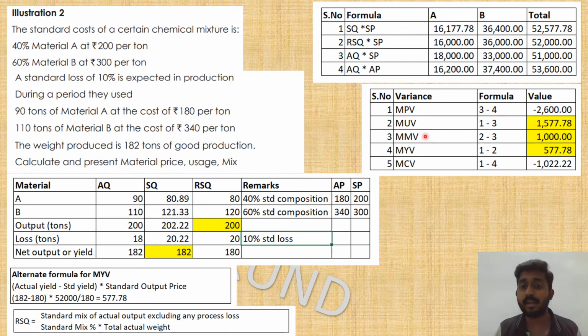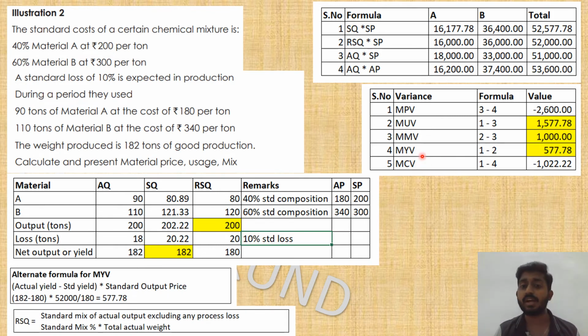Next, what is the material mix variance? In place of standard quantity, we have to put revised standard quantity. Revised standard quantity minus actual quantity, in braces, multiplied by standard price will give you the material mix variance. What will be the material yield variance? Standard quantity minus revised standard quantity, multiplied by the standard price, will give you the material yield variance.